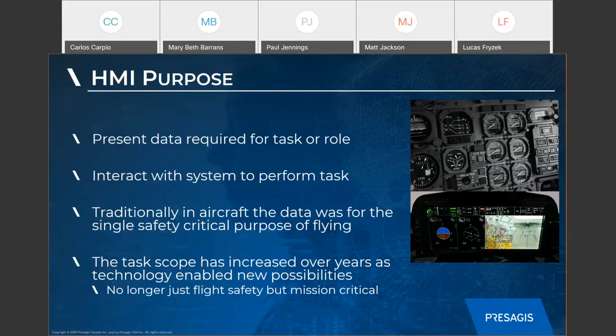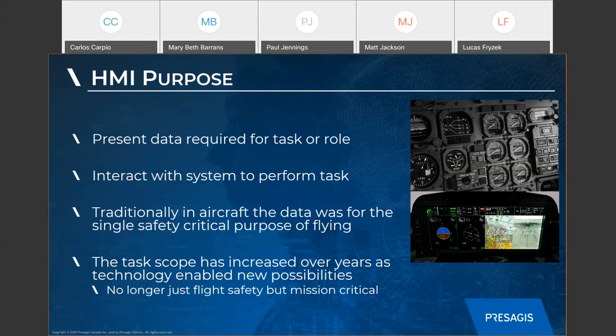But if we go back to the principles of what the HMI is there for, it's to present data for a task or role. The reason it exists is actually to do something. It's not there just for entertainment. So the role is there to present the information and allow you to interact with the systems to perform your task. Now, traditionally, in most aircraft, the data was there for a single safety critical purpose of flying.